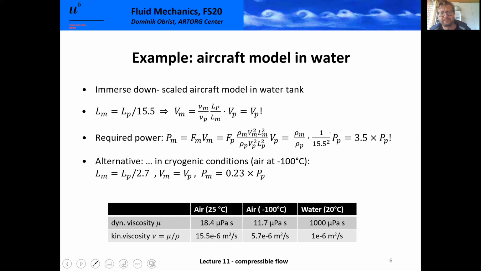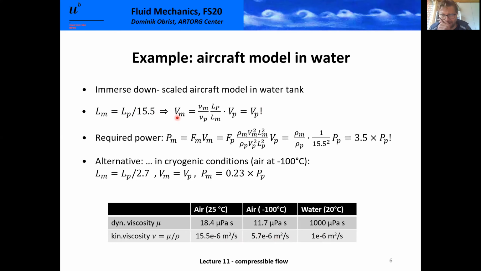If we look at this formula, and if we compare the kinematic viscosity of air at 25 degrees versus the kinematic viscosity of water, we see that we already have a factor of 15.5. So we can downscale our aircraft by a factor of 15.5 and we may maintain the same velocities. Okay? So that's already quite a big help, and that's the reason why a lot of these experiments are done in a water tank.